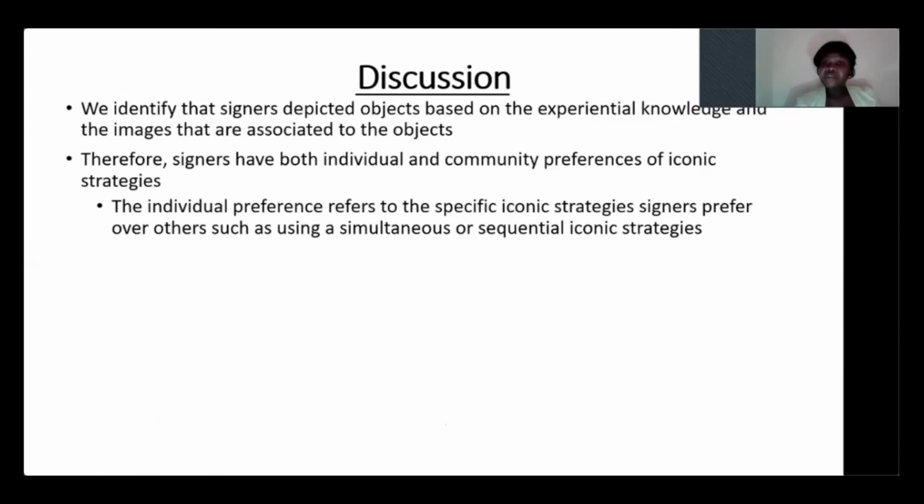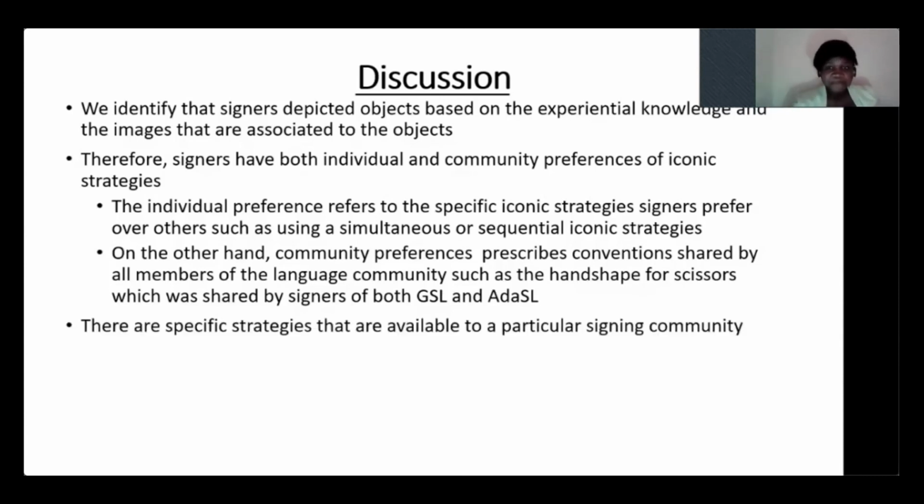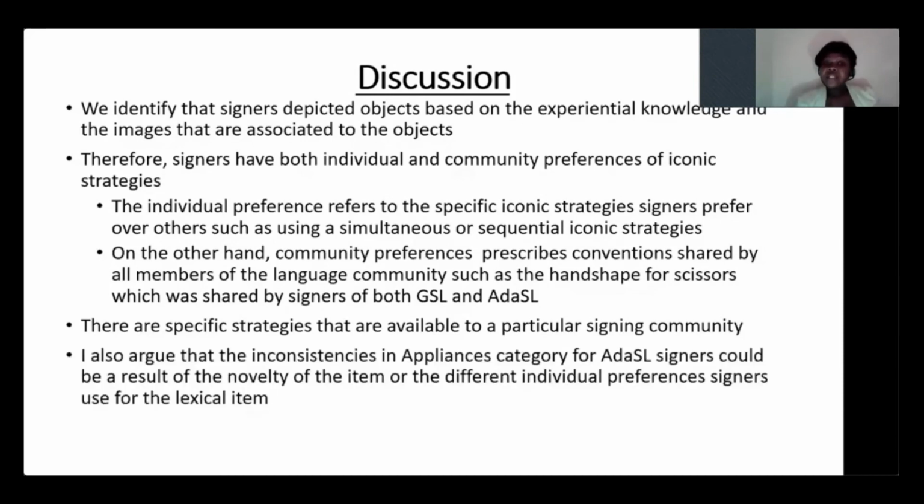Individual preferences refer to specific iconic strategies that signers use over others, such as using either of two sequential forms. On the other hand, community preferences are conventions shared by all members of the language community, such as the handshape for instruments. For scissors, the handshape was just the same, but could be located on the head or in the neutral space. I compared the handshape for scissors with the handshape for scissors in British Sign Language, and it was just the same. So there are specific strategies that are available to a particular signing community. I also argue that the inconsistencies in the appliances category for ADSL signers could mean that those items were novel and individual preferences of the signers were needed to name them.